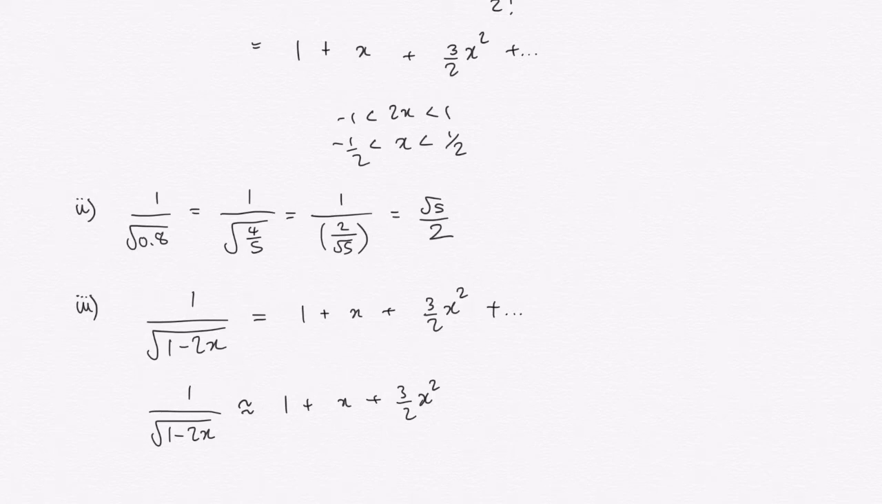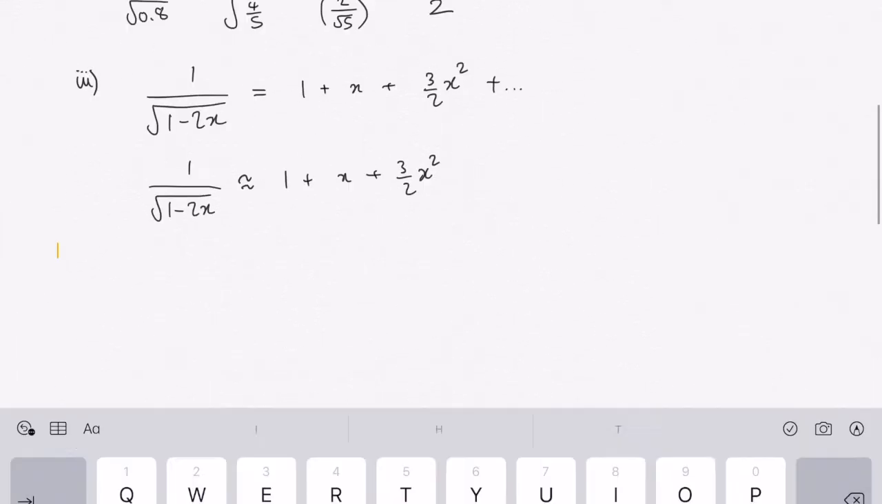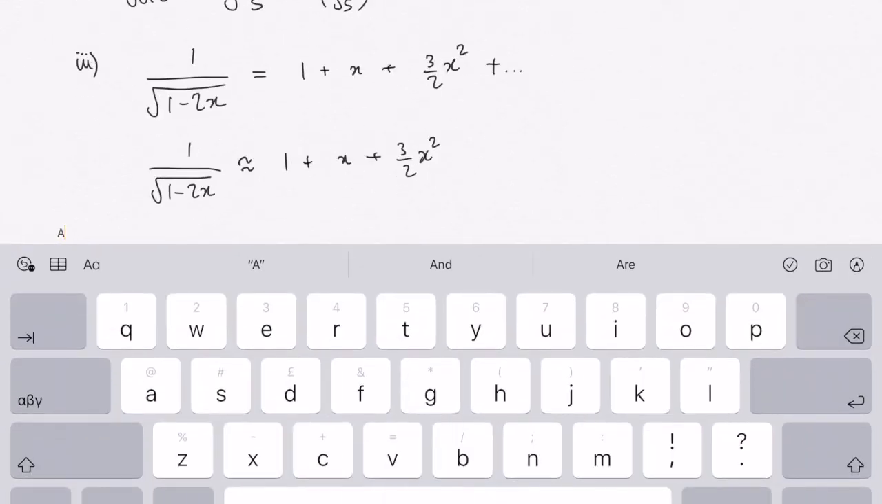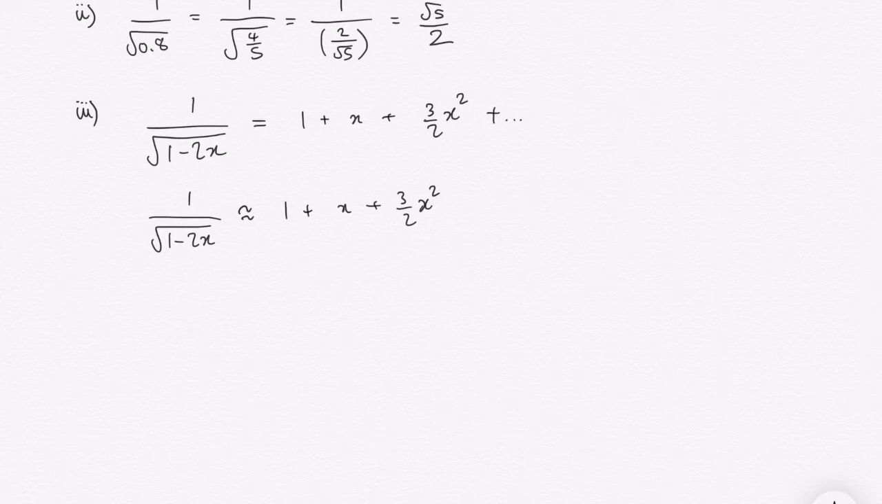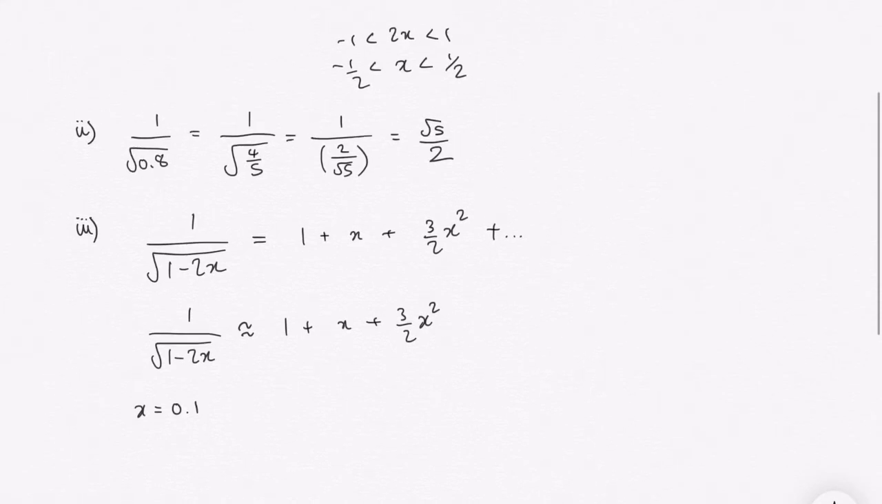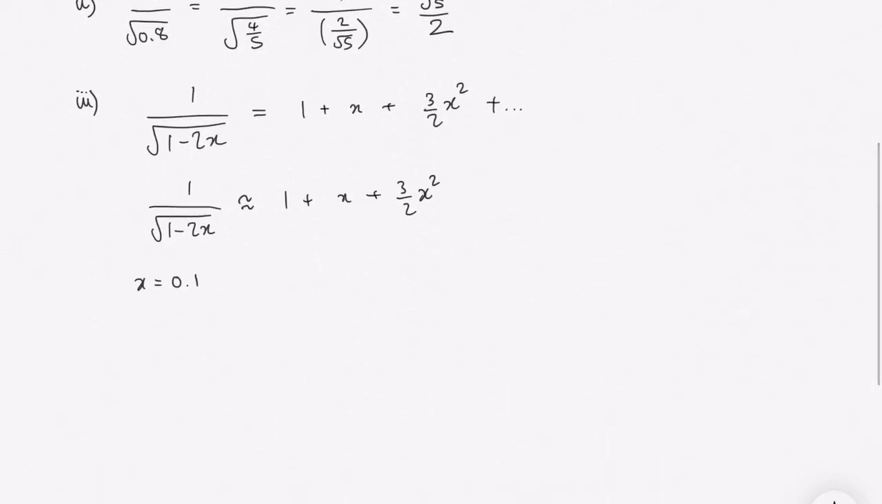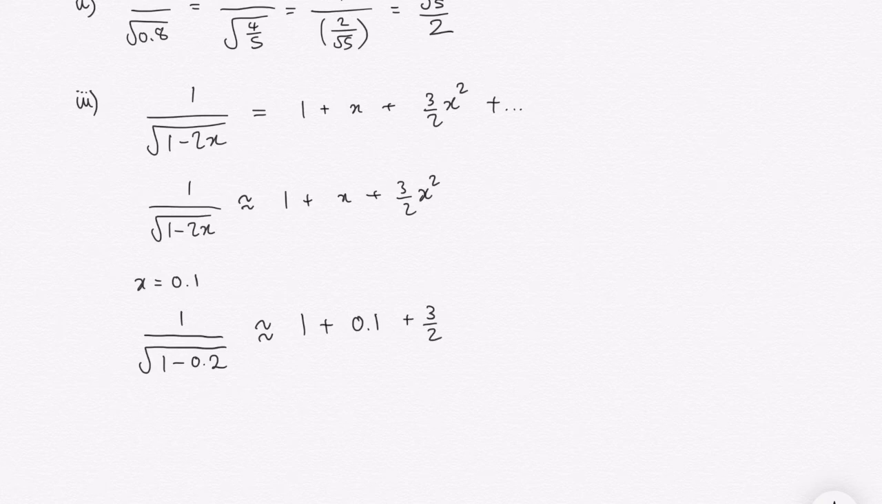And we're asked to use x equals 0.1. So notice x is small and it is in our range of validity. It is between minus a half and a half. So we substitute this into both sides. We get 1 over the square root of 1 minus 0.2 is approximately equal to 1 plus x, which is 0.1, plus 3 over 2, lots of 0.1 squared, which is 0.01.